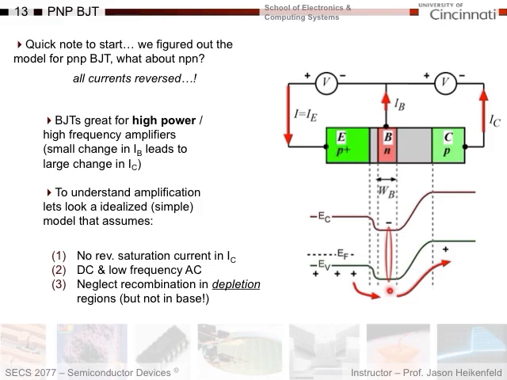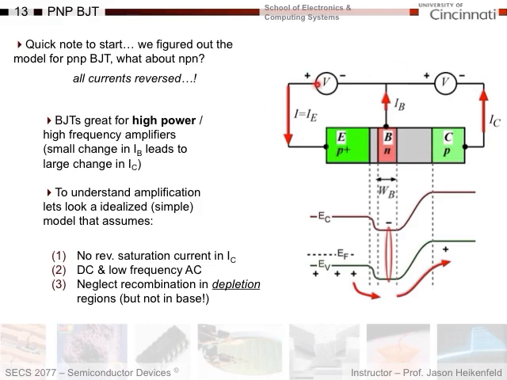Now, as we go into today, I want to remind you why we care about BJTs. They are great for high power, high frequency amplification. We'll start to look at some spec sheets today with this sub-lecture that show you some of the performance specs for them. And the key thing is that a small change in base current leads to a large change in collector current. So we said last time that small base current, large emitter to collector current, that's our amplification.